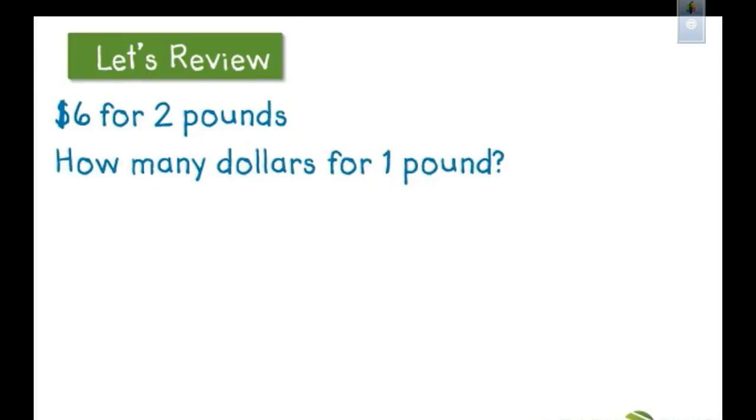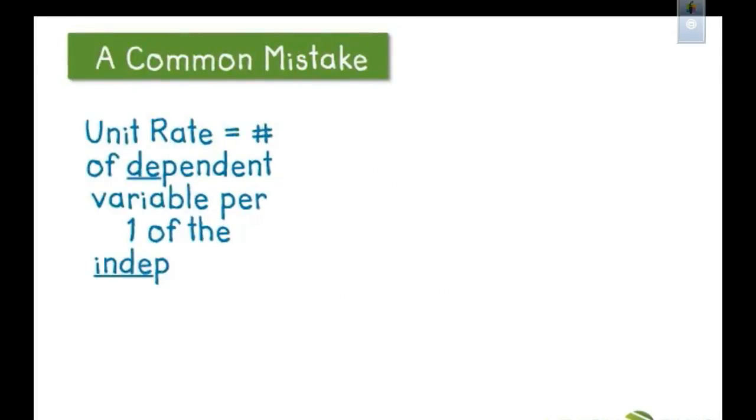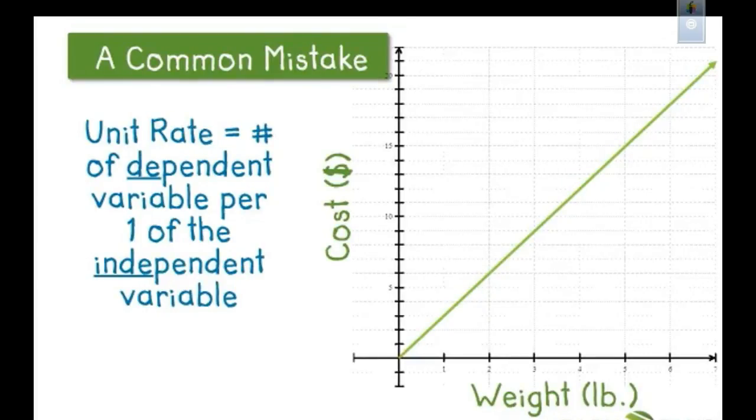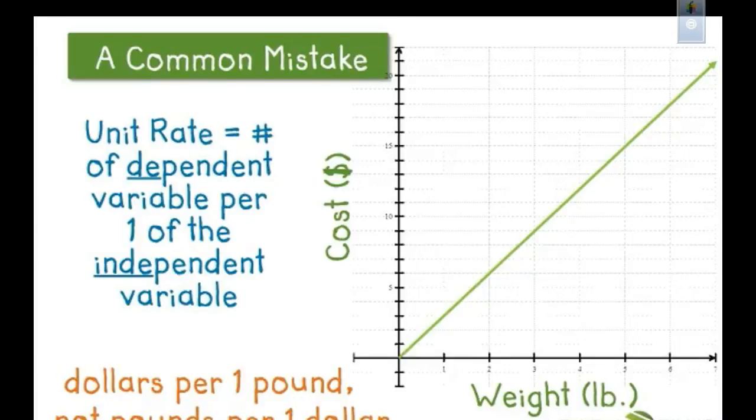A unit rate answers how many dollars for 1 pound in this case, or in general, how many of the dependent variable for one of the independent variable. In this example, we would find the unit rate by dividing 6 and 2 by 2 to get $3 for 1 pound, or $3 per pound. A common mistake is to reverse the variables when giving the unit rate. So for example, if you're looking at this graph, the unit rate is going to be the number of dollars for 1 pound, not the number of pounds for $1.